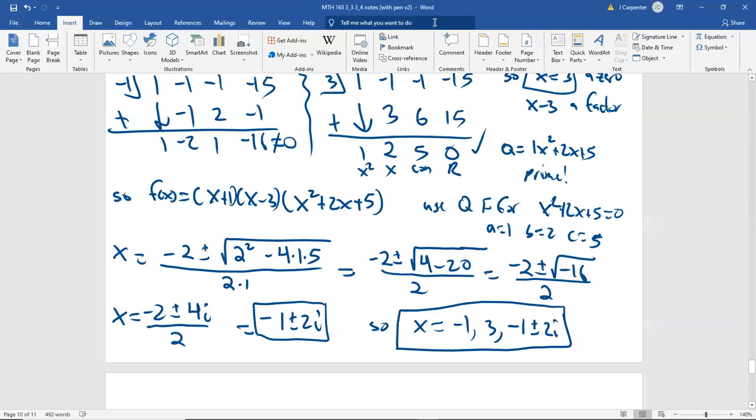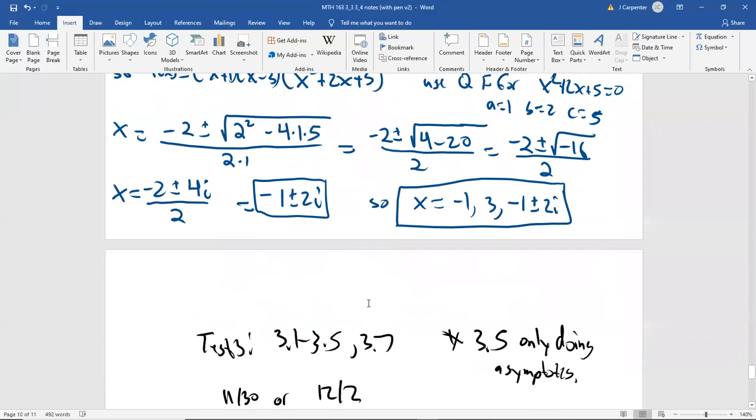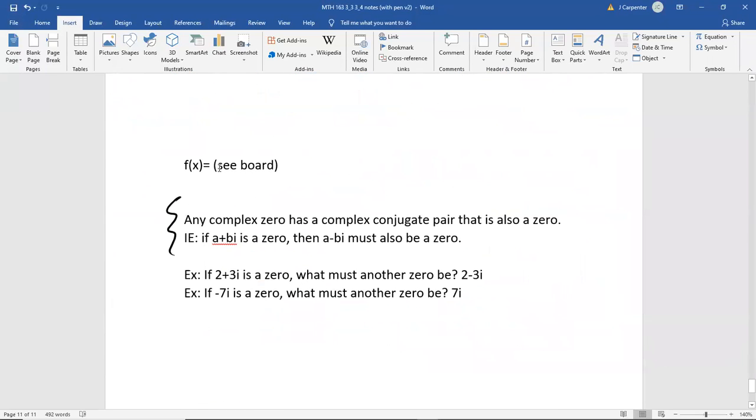All right. So that is essentially everything I'm going to test on for test 3, for section 3.4 that is. We still have 2 more sections to cover. But there is one more bit of information.